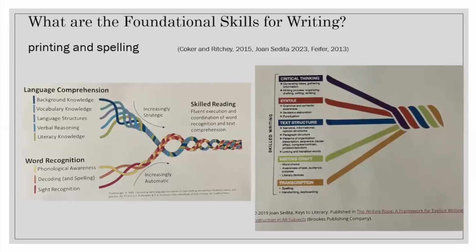Joan Sedita captures the skills needed for writing in her writing rope graphic. You can see that her diagram mirrors Scarborough's reading rope. The transcription skills, spelling, and handwriting are identified as the foundational skills needed for writing. Authors Coker and Ritchie, Dr. Stephen Pfeiffer, Susan Carricker, and many other researchers also identify handwriting and spelling as the foundational skills for writing. So I decided to make the consolidation of these skills the focus of my intervention with my slow writers.